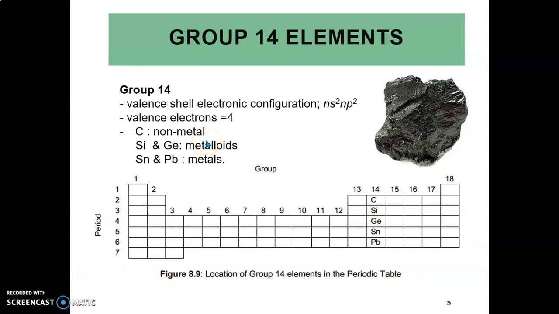So we continue with group 14 elements. This is the location of group 14 elements in the periodic table. Group 14 elements consist of carbon, silicon, germanium, tin, and lead. The valence electronic configuration is ns2np2 with 4 valence electrons. Carbon is a non-metal, silicon and germanium are metalloids, while tin and lead are metals.